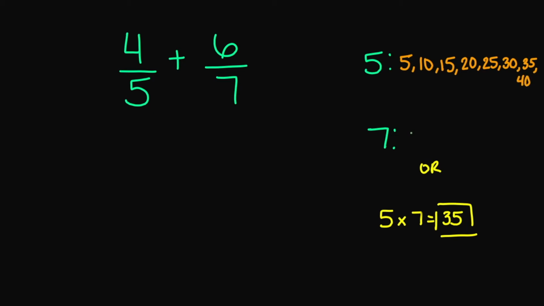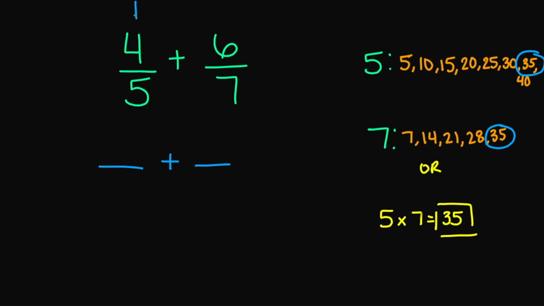Now let's list the multiples of 7. So we have 7, 7 times 2 is 14, 7 times 3 is 21, 7 times 4 is 28, and then you have 7 times 5, that's 35, and I'll stop here for now. So this is your common multiple here. So I know I need to get 35 in my denominator.